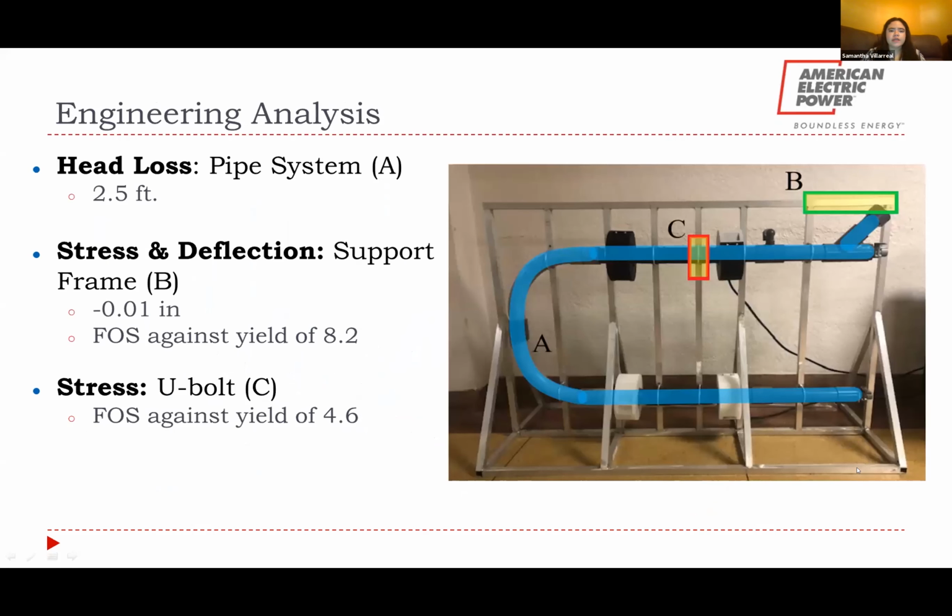Three engineering analyses were done on the pipe and the frame. The first one was to size a pump in order to pump the electrolyte solution into the system. Bernoulli's equation was used, adding major losses from height and pipe length and minor losses from valves and fittings. And it was calculated that we needed a pump that would be able to provide 2.5 feet of head.